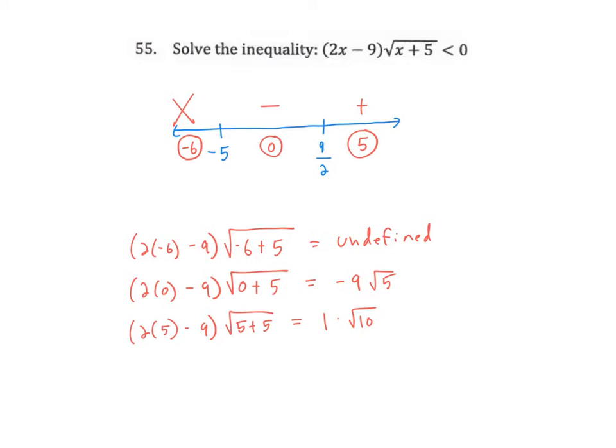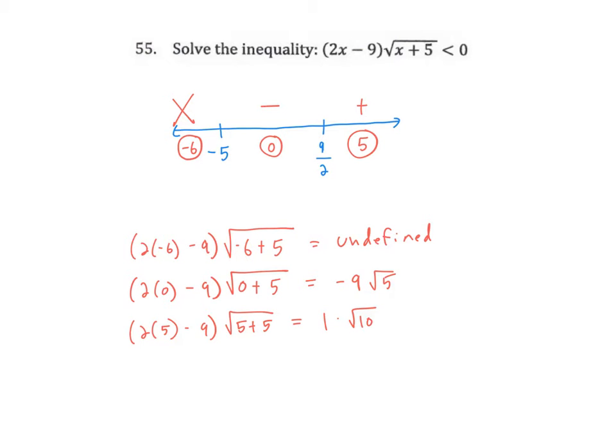Okay, just to recap. We plugged in a number between negative 5 and 9 over 2 and it gave us a negative value. That means any number between negative 5 and 9 over 2 will make this expression negative. We plugged in a number in this region, which is all numbers bigger than 9 over 2, and it made it positive. That means any number bigger than 9 over 2 will make it positive.